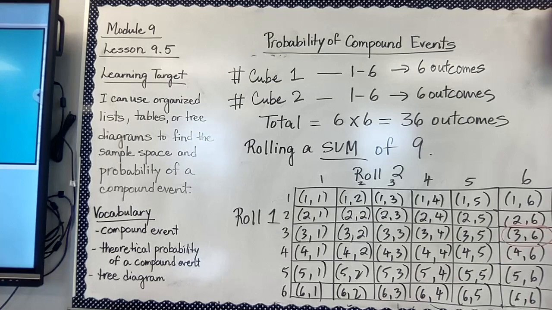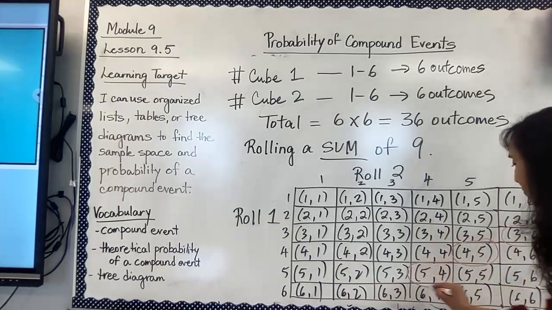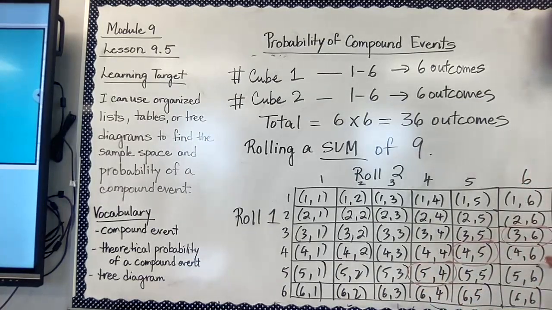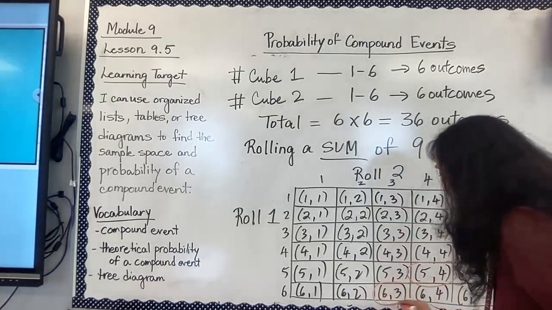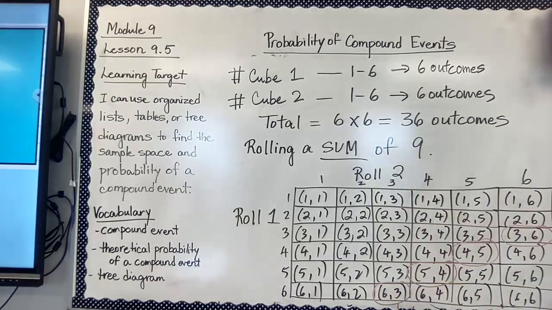Okay, and then 4 plus 6 is 10, but 4 plus 5 is 9. 5 plus 5 is 10, but 5 plus 4 is 9. So look at the pattern. And then I have 6 plus 3 is 9.